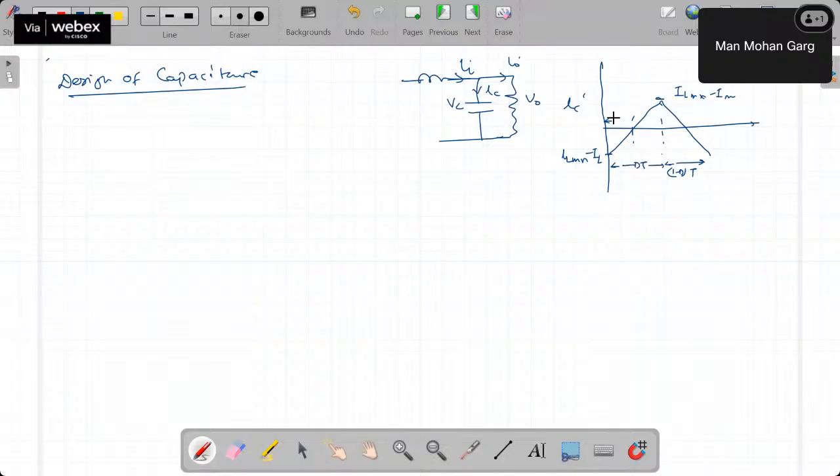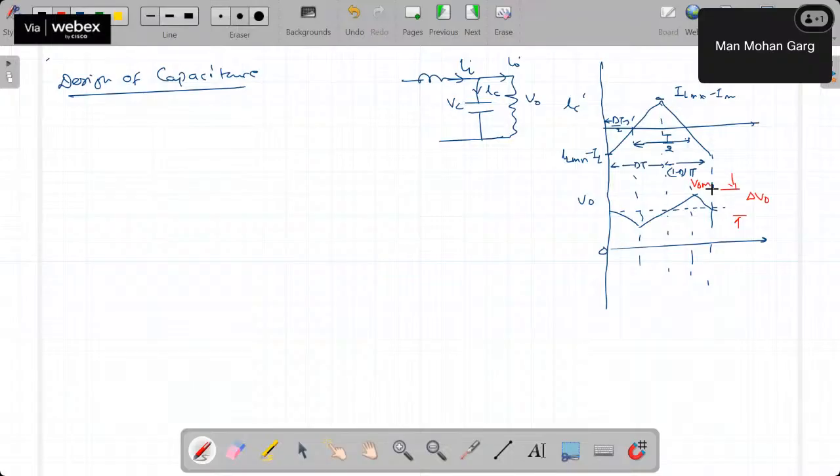Now the output voltage we explained in the previous slide. The capacitor voltage or the output voltage changed like this. This is del V naught, this is V naught maximum, this is V naught minimum. Now when we design the capacitor, we know one relation: Q equals CV.